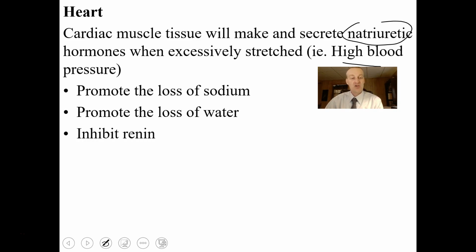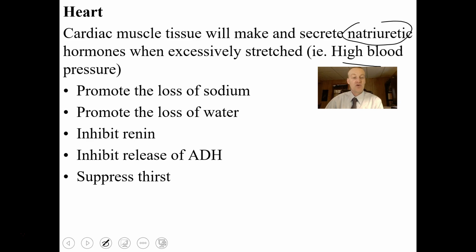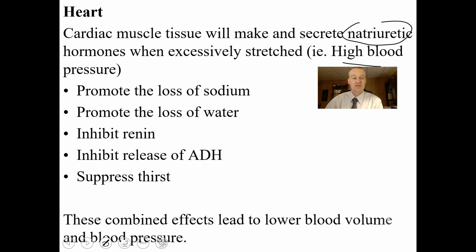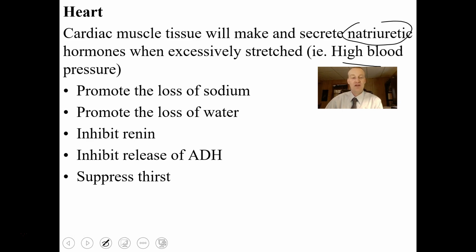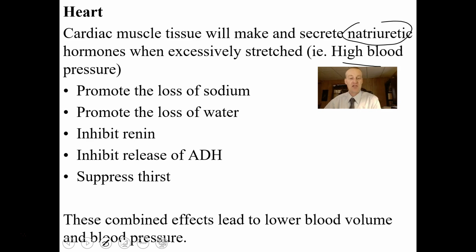They also inhibit renin. So if you inhibit renin, you eventually inhibit the production of aldosterone. It also inhibits the release of antidiuretic hormone and suppresses your thirst. So that hormone has a lot of different cool functions that all together will lower blood volume and thus lower blood pressure.